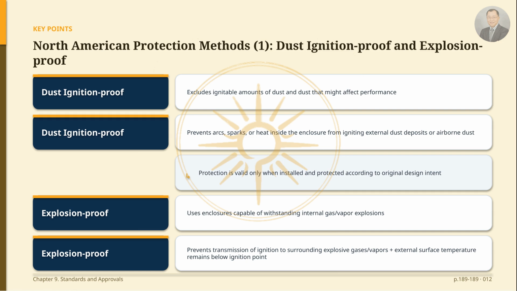The second is explosion proof. This type utilizes an enclosure capable of withstanding an explosion of a gas or vapor within it, and preventing the ignition of an explosive gas or vapor that may surround it, while maintaining an external surface temperature low enough that surrounding explosive gas or vapor will not be ignited.